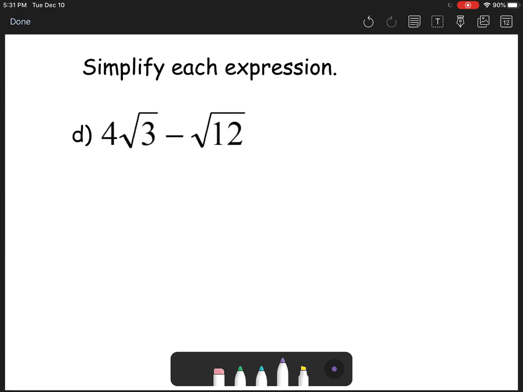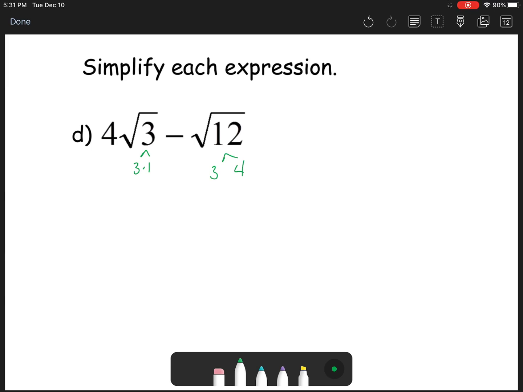Sometimes they don't have the same radicand, right? Remember, the number underneath your radical is called the radicand, so sometimes those numbers aren't the same. And when that happens, you need to see if you can simplify. So looking at 3, well, the factors of 3 are just 3 and 1, so we can't really simplify that at all. That's already completely simplified under our radical.